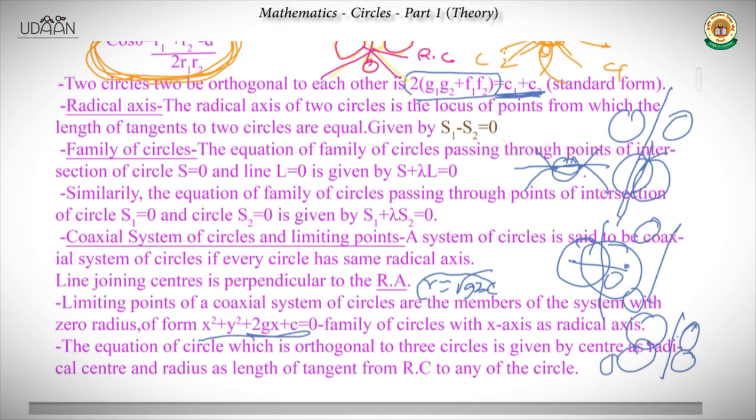So here we stop the theory of circles. From here we'll proceed to the problems on circles. You have to remember the formulas, and then you will be easily able to do the questions.